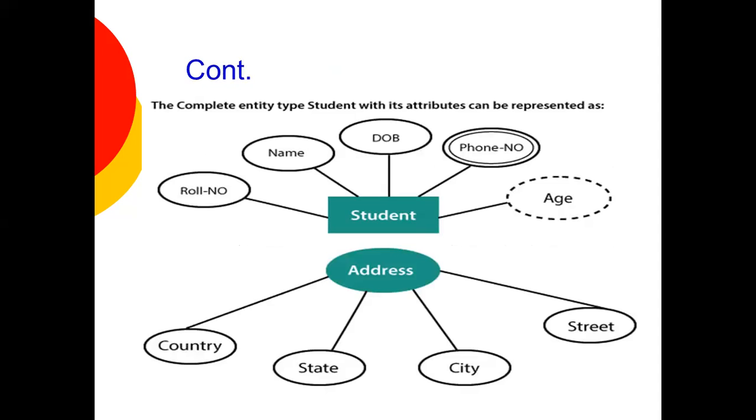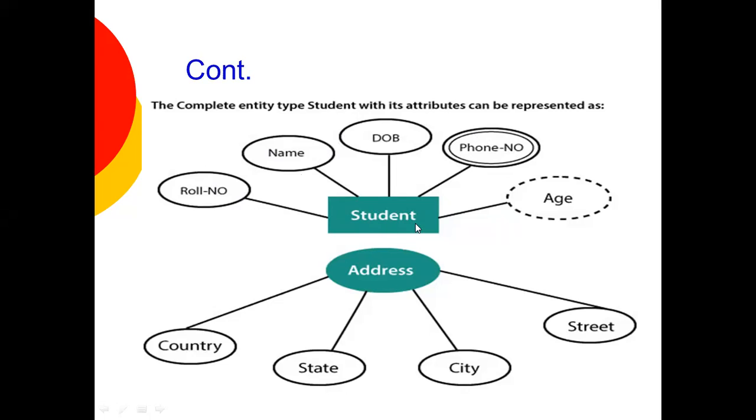Now this is the complete diagram. This is called the ER diagram, and it shows all the related attributes of the students. The complete entity type is student with its attributes. So we can draw an ER diagram for a particular database. A student acts as an entity in the rectangular shape, and these are the different attributes in the ellipse shape. And the double one here, we can see phone number.